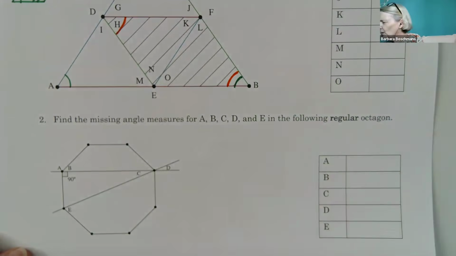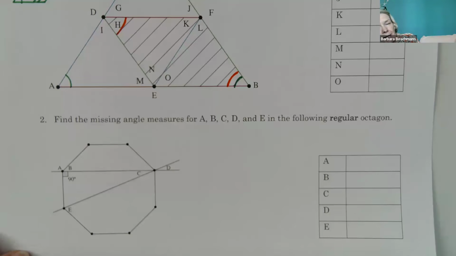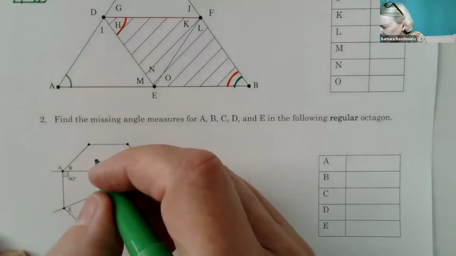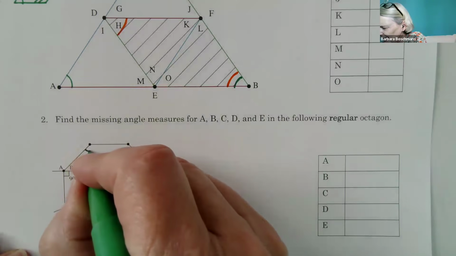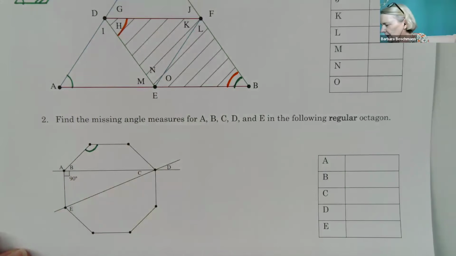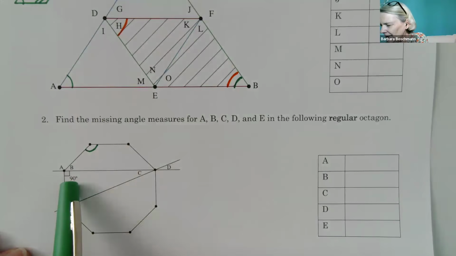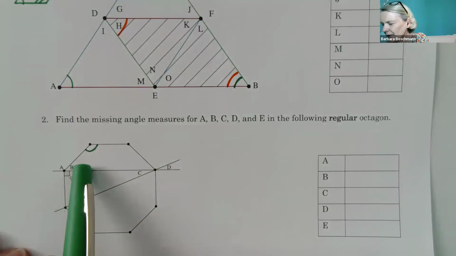Okay, number two is we have a regular octagon. An octagon has 8 sides. You filled out the table in the last activity, you should know in an octagon what one of the interior angles is. So you could go ahead and find one interior angle. The other thing that's given to us is this 90-degree angle. If you know the interior angle, you could figure out B.